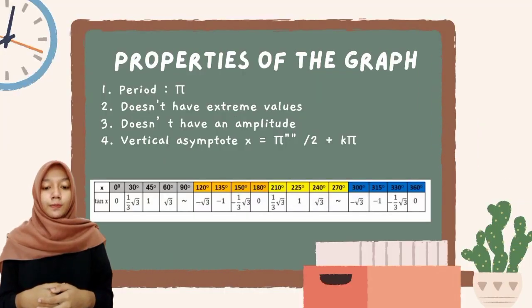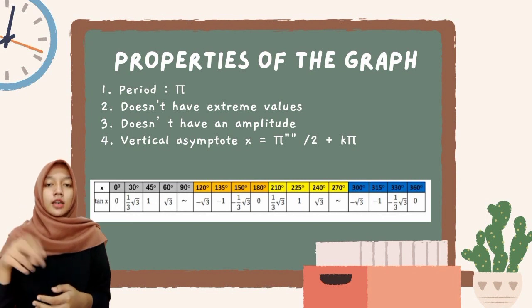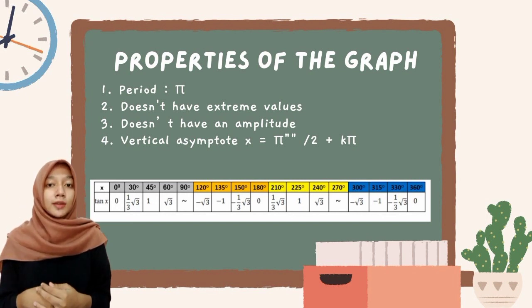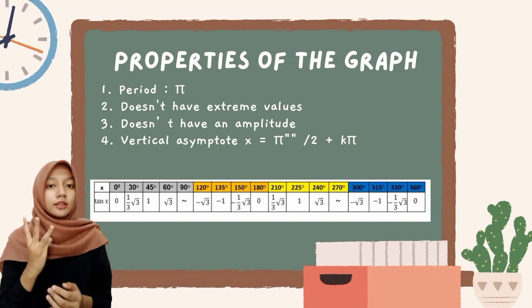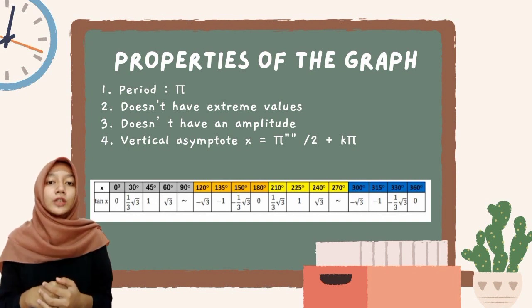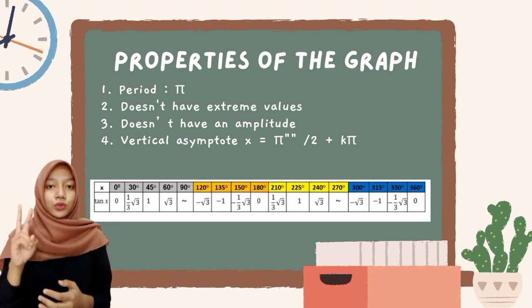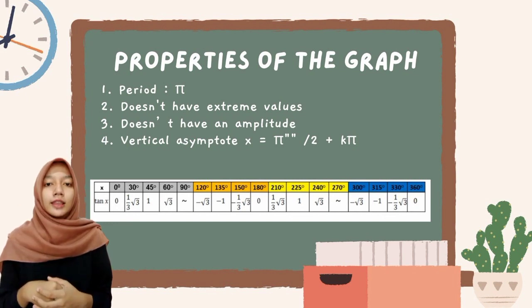Properties of the graph of the function y equals tan x. First, the half period is π. Second, the graph doesn't have extreme values. Third, it doesn't have an amplitude. And the last, the graph has vertical asymptotes x equals π divided by 2 plus k times π.